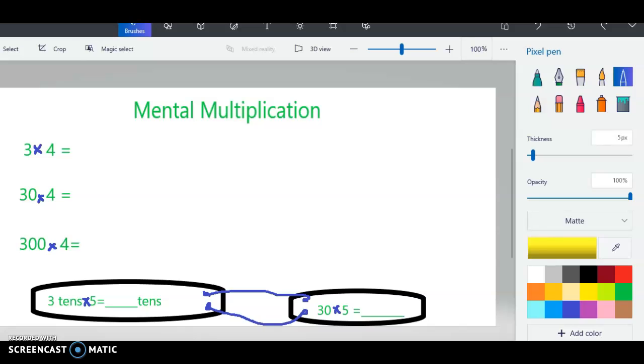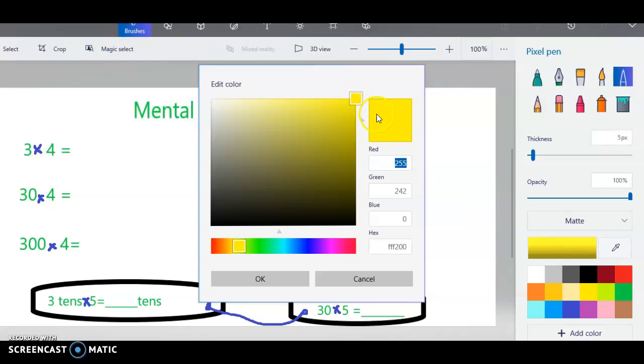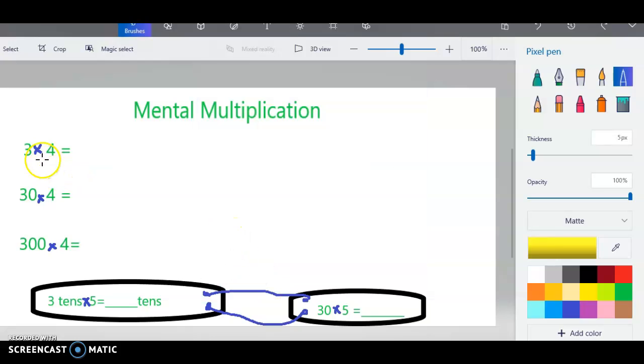Today we're going to be doing some mental multiplication. And this is something that we want to practice, of course, mentally. And we already know our times table, so this should be very easy for us. So let's go ahead and see how it's done.